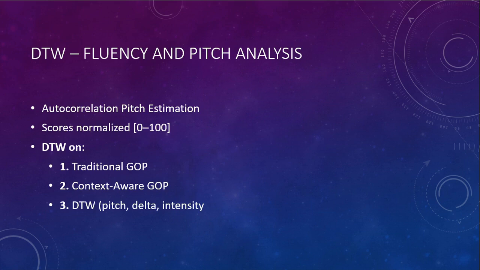DTW, or dynamic time warping, compares the pitch and fluency of the user's speech with the native audio. I implemented DTW on raw pitch, on pitch deltas, and on energy changes using Parselmouth and Librosa. These give a detailed fluency score that reflects natural speaking rhythm.